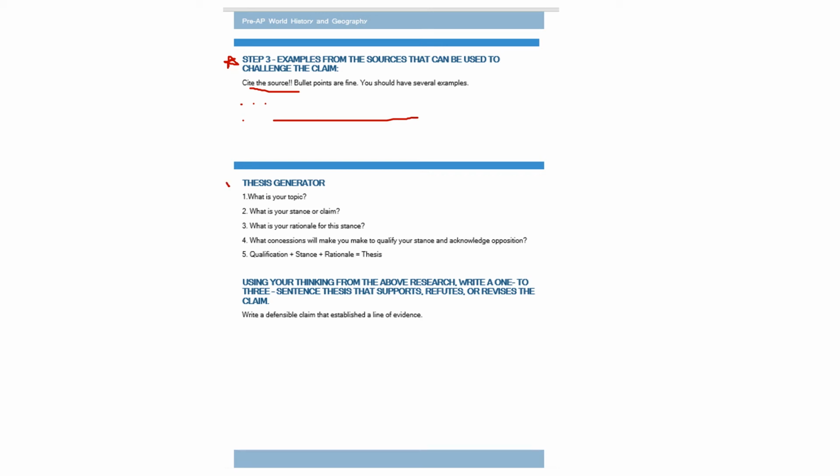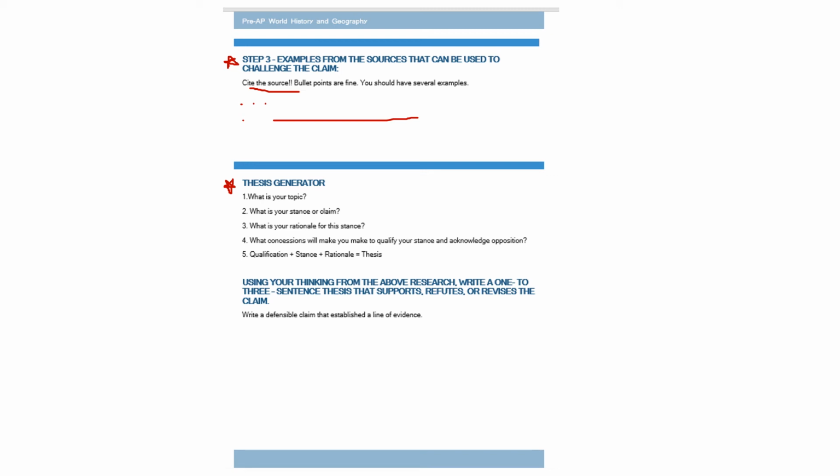Then for the thesis generator down here, you can use the PowerPoint in the beginning of this video as a reference, but what is your topic? So your topic is that geographers use maps to identify the locations of places, right? What's your stance or claim? Are you going to say, I believe that they do or do not? Are you going to alter it?